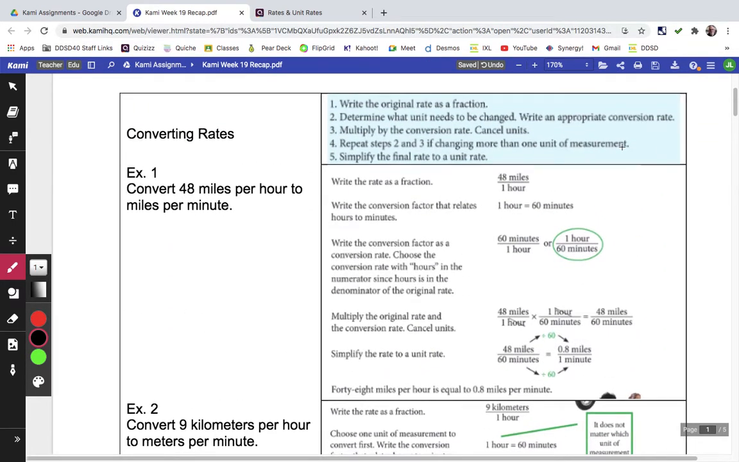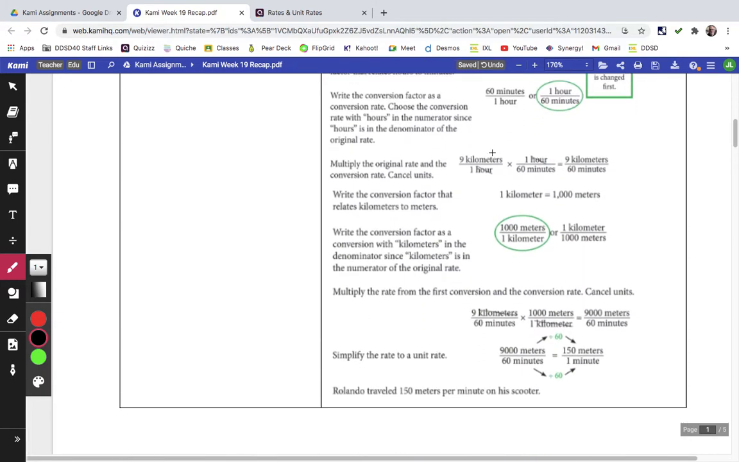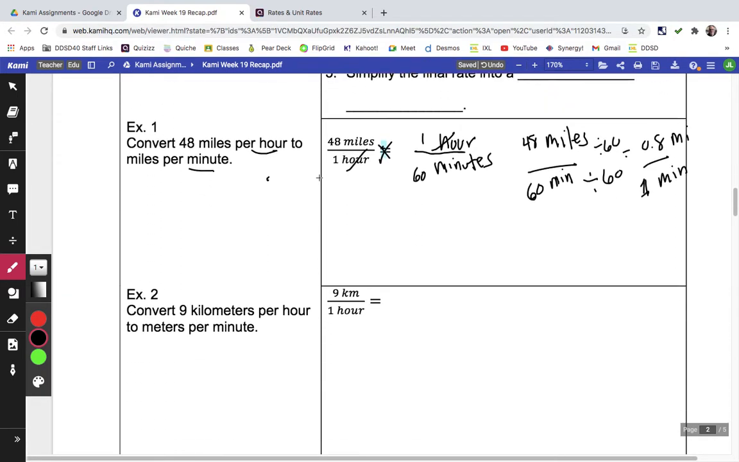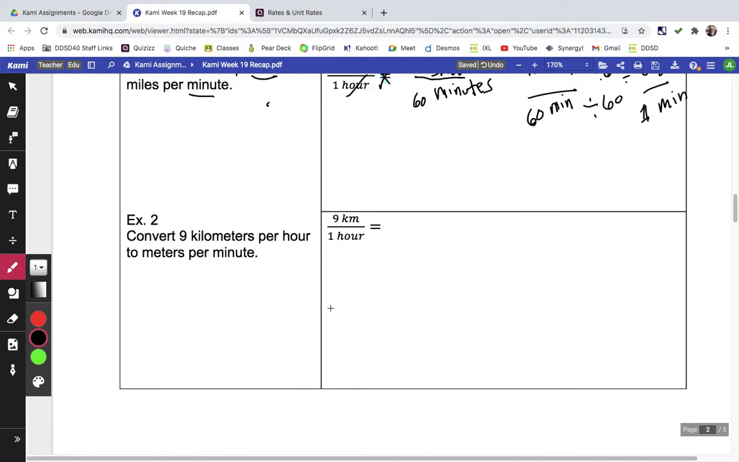So we changed it into a fraction. We found the appropriate one. We canceled the units. And then we did not need to do this because we only changed hours to minutes. But we did do this. We simplified it to a unit rate. So we also did the next one, and we split it into two parts because we're changing kilometers and we're also changing hours to minutes.